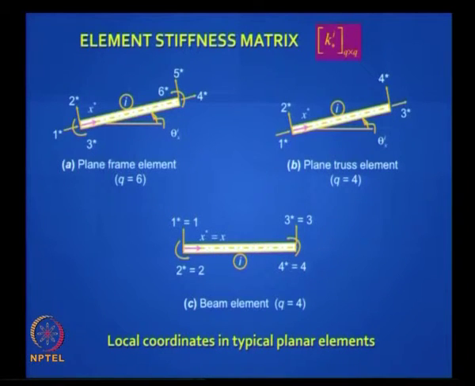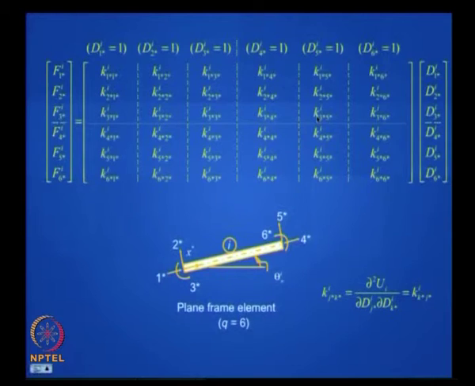Okay. Obviously the plane frame is the most generic because it is a combination of the beam and the truss. Now the stiffness matrix for a plane frame element will look like this. Let us not fill in those, but you know the meaning of this. It is a 6 by 6 matrix, relating Fi 1 star to 6 star to Di 1 star to 6 star. It is going to be a symmetric matrix, it is a square matrix.